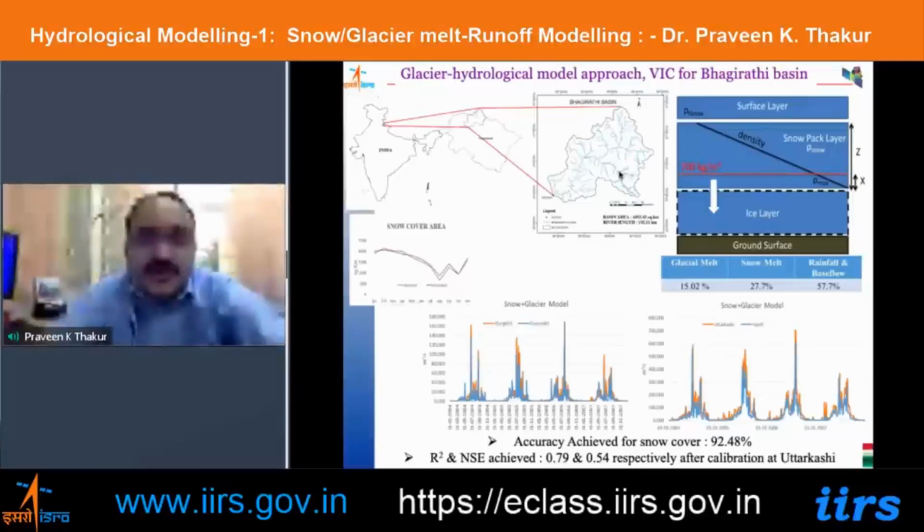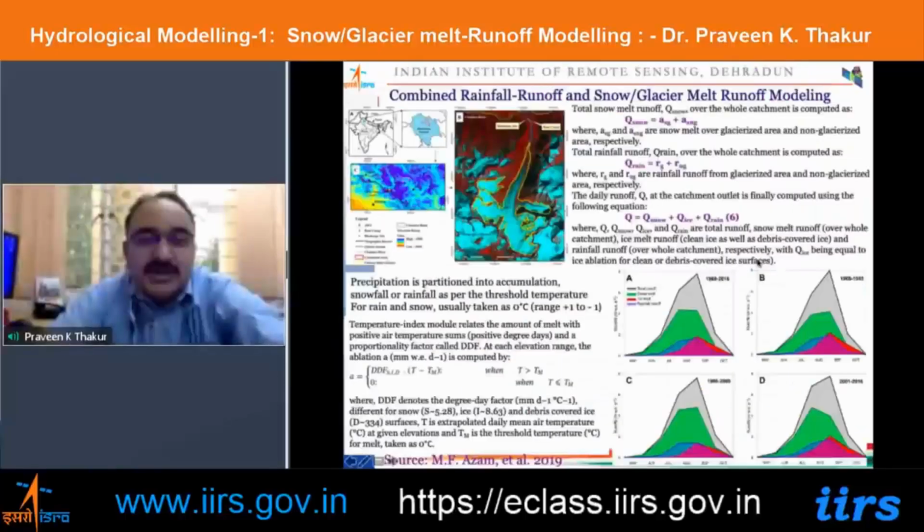One more simpler model which has been reported for the Chota Shigri Glacier in the literature uses a simpler model, which is a function of the degree day factor. You can take this degree day factor separately for snow, for ice, and for the debris covered ice. This is actually not 334, this is 3.34.